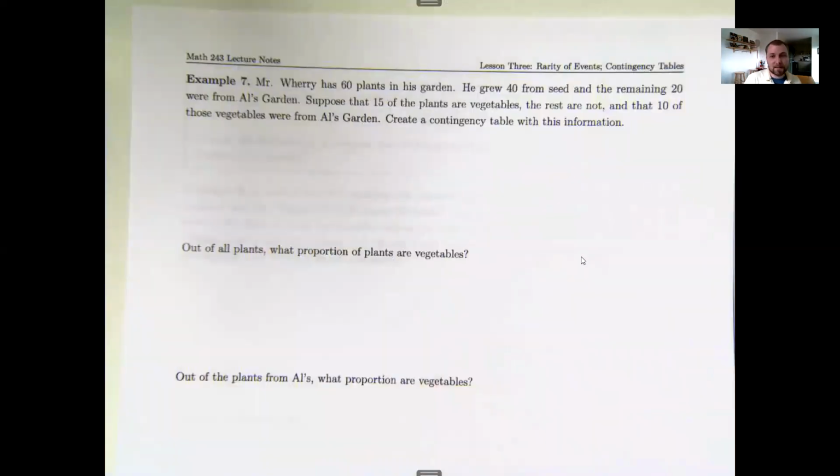Mr. Wary has 60 plants in his garden. 40 of these things I grew from seed. 20 of them came from Al's garden center.